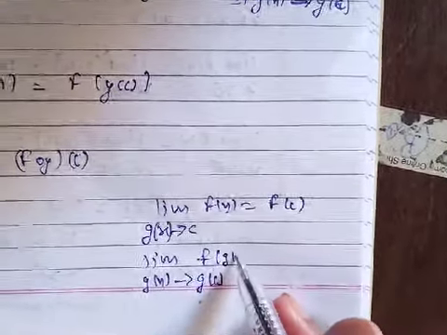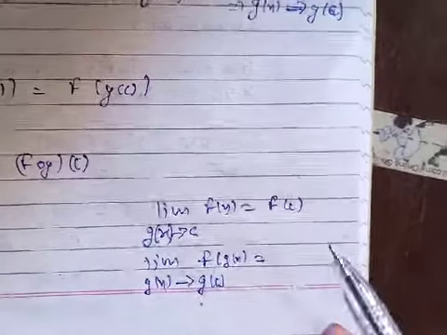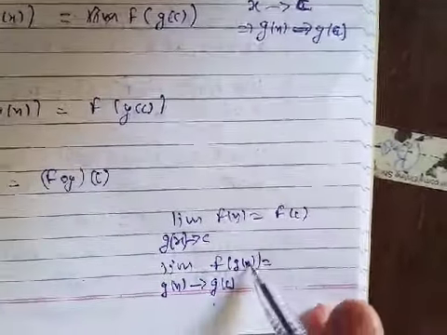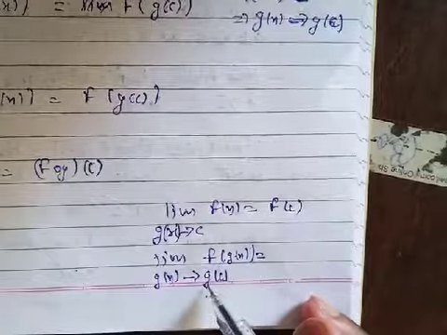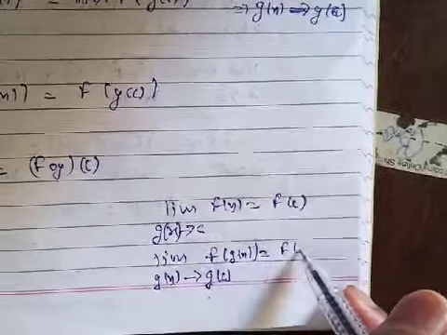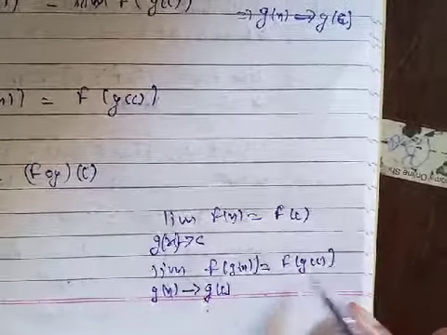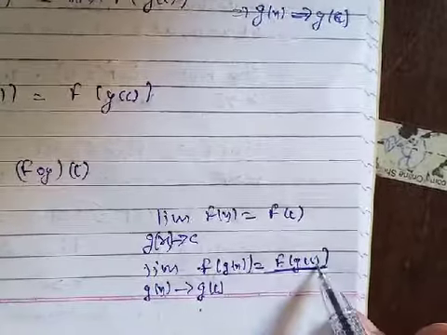G of x. Got it? Which will be equal to what? What is G of x? Substitute G of x as G of c. So you get F of G of c. This is possible because F is continuous at G of c.